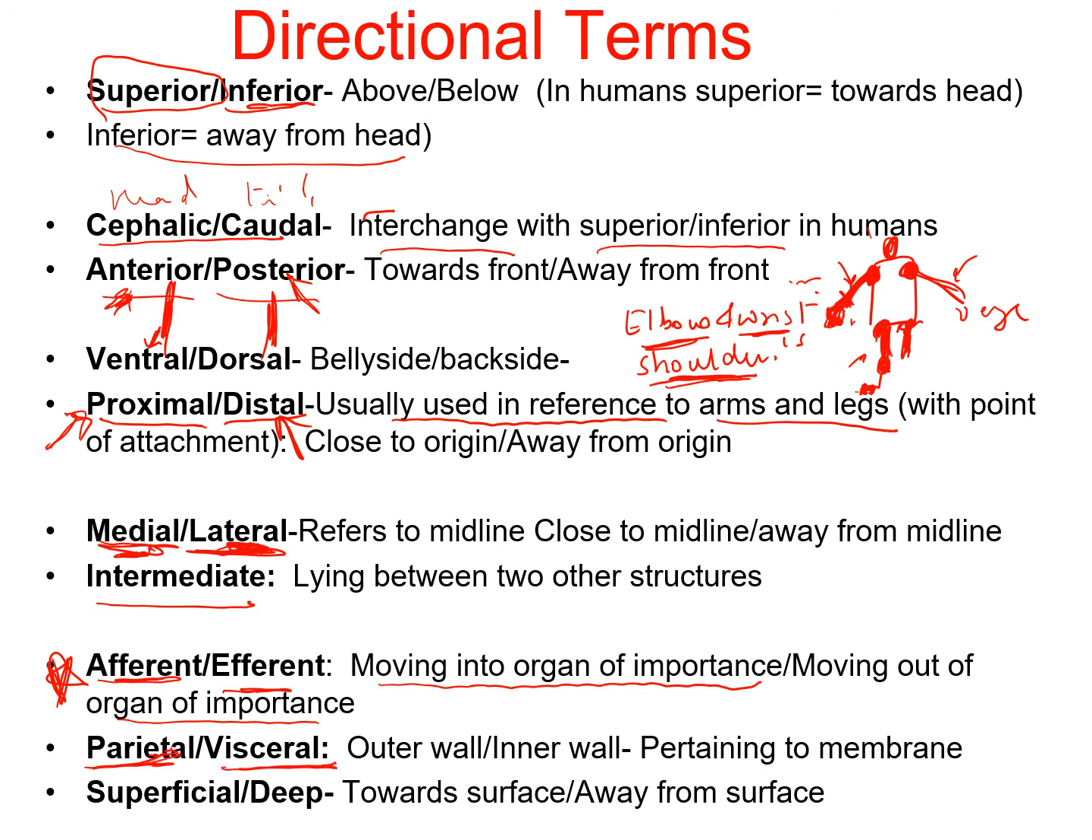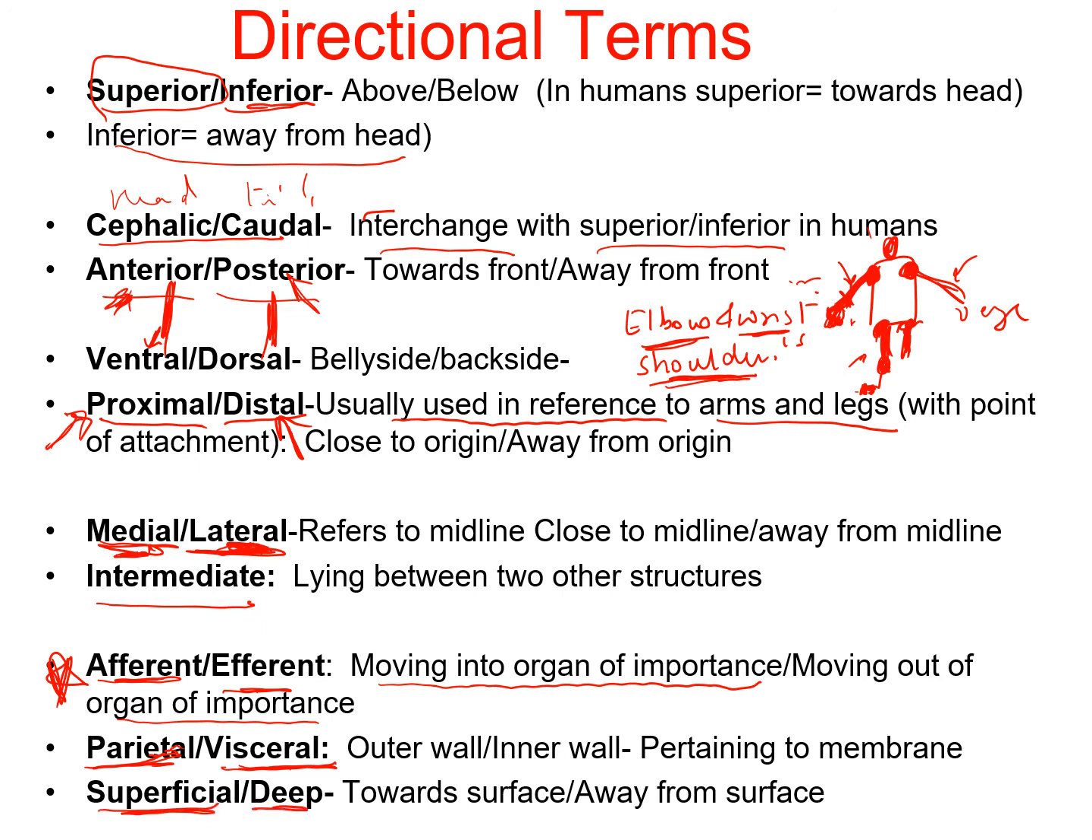Parietal and visceral. Parietal means the outer wall or structure. Visceral means the inner wall. The heart is protected by two layers. So the innermost layer that is in contact with the heart itself will be called the visceral layer. Around the visceral layer, you have another protective layer that will be called the parietal layer.